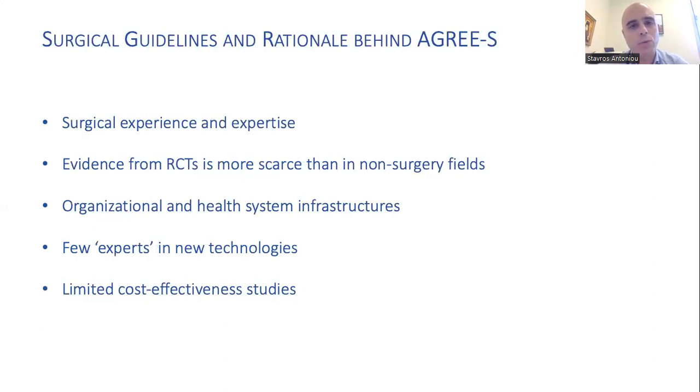And why? What was the rationale behind that? Surgical guidelines have some unique features. First of all, surgical experience and expertise play a substantial role, and it is a parameter that has to be taken into account when developing guidelines on surgical interventions. Furthermore, evidence from RCTs is more scarce in the surgical field than in the pharmacological field.